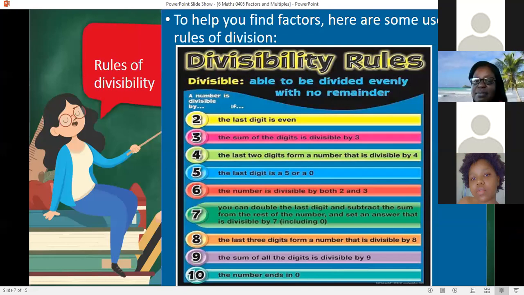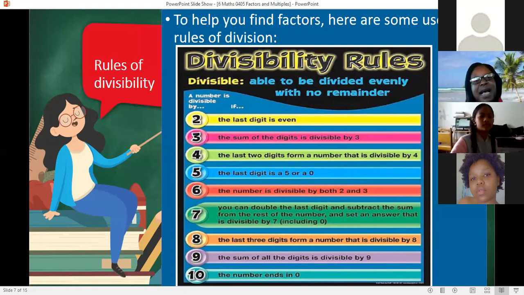So you look at a number to find out if it's divisible by 3, you add the digits, and then after adding the digits, you look at the answer. If that answer is a multiple of 3, then we know that that number is divisible by 3. Okay, I have an example I'll show you.